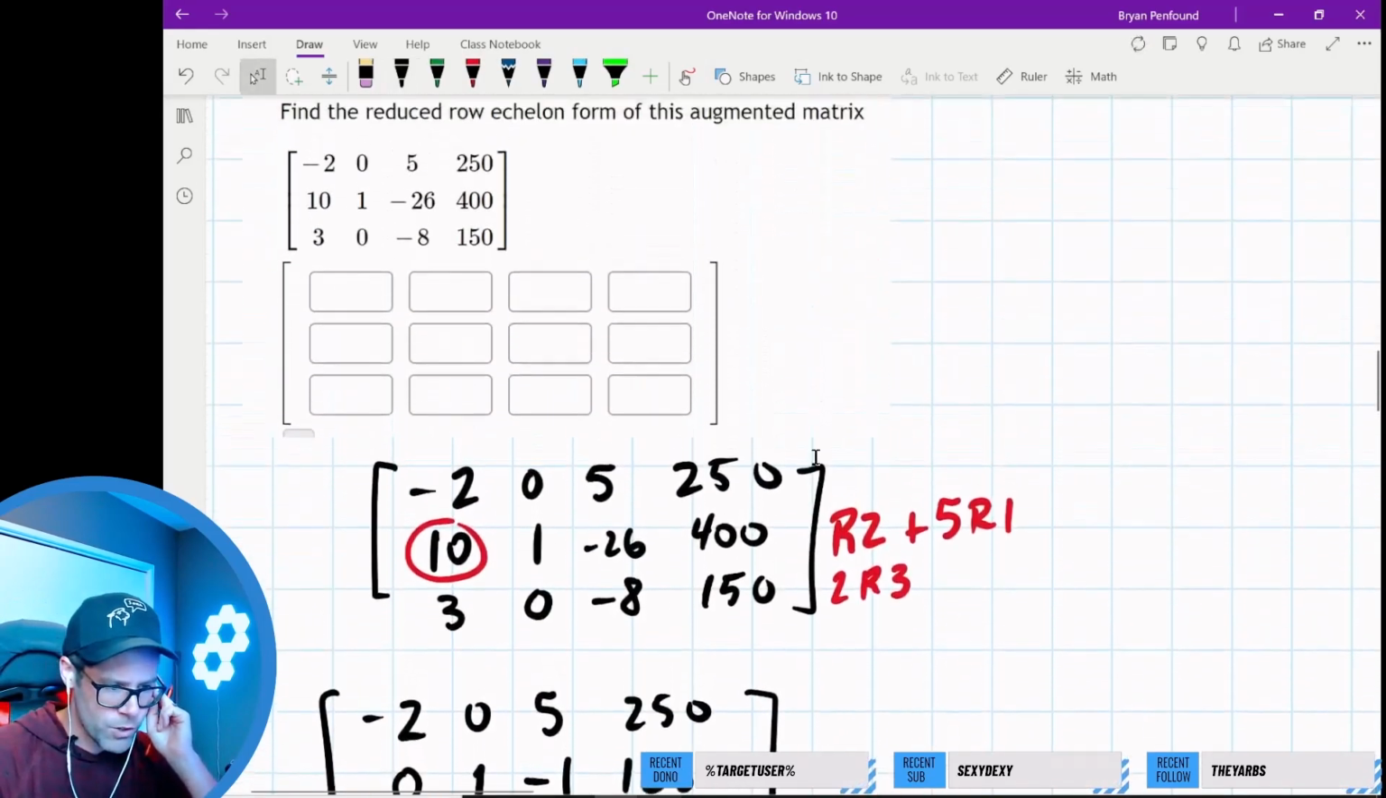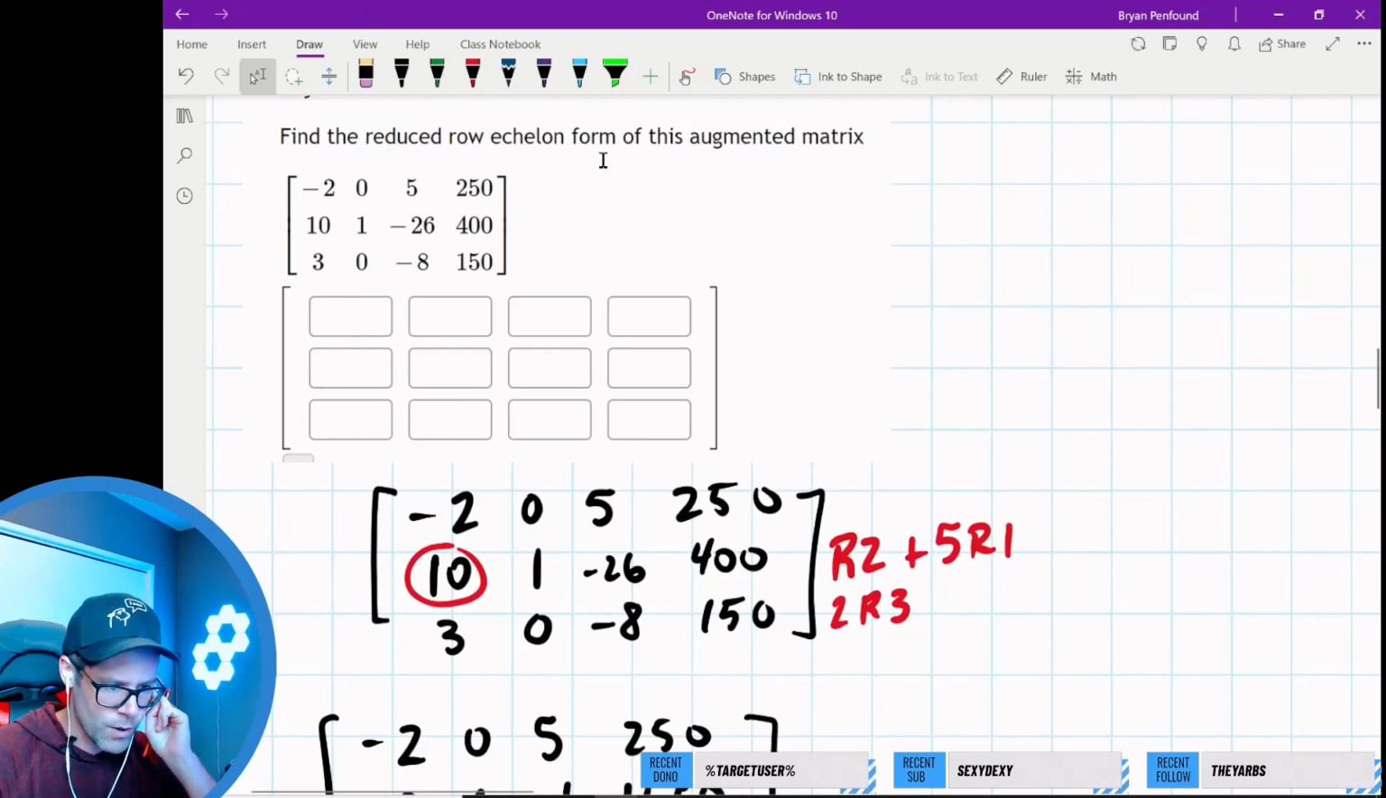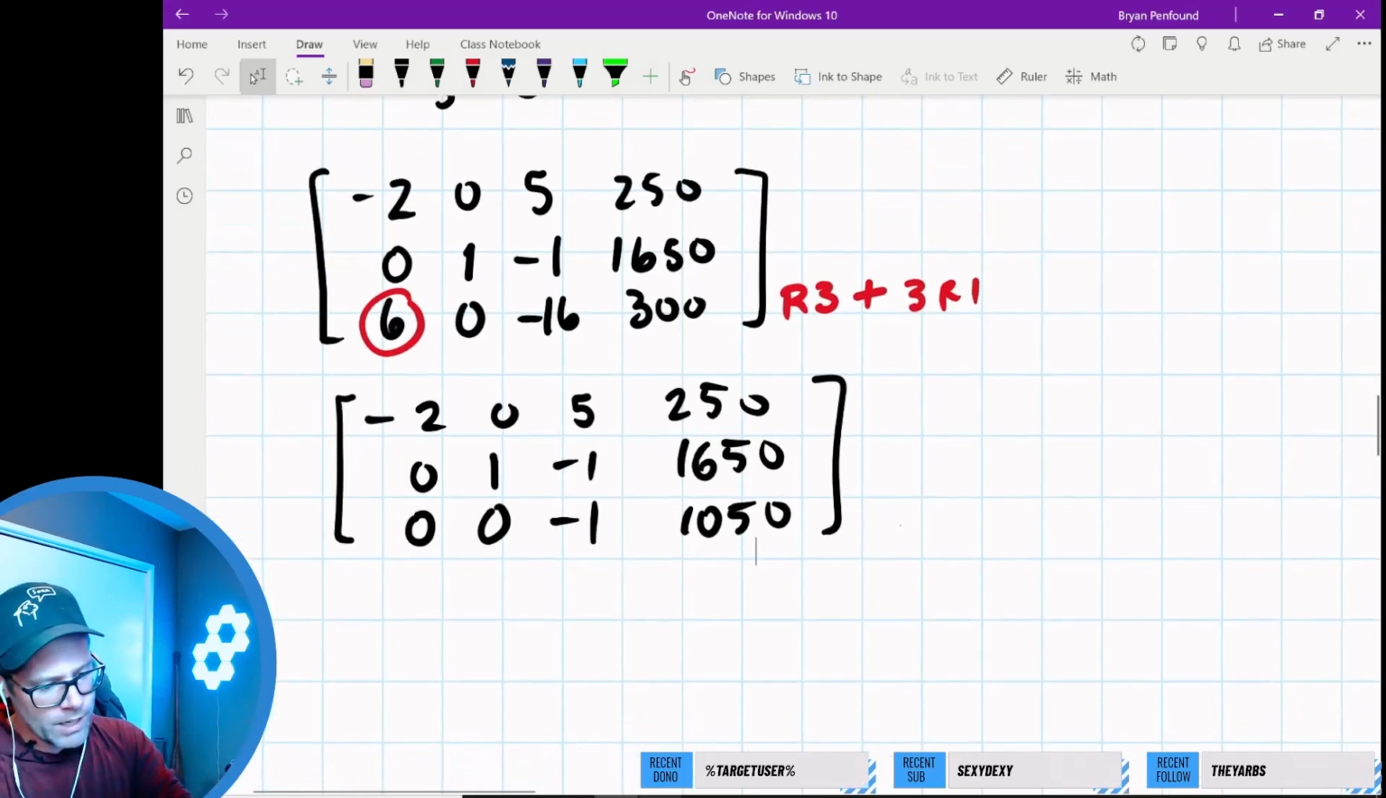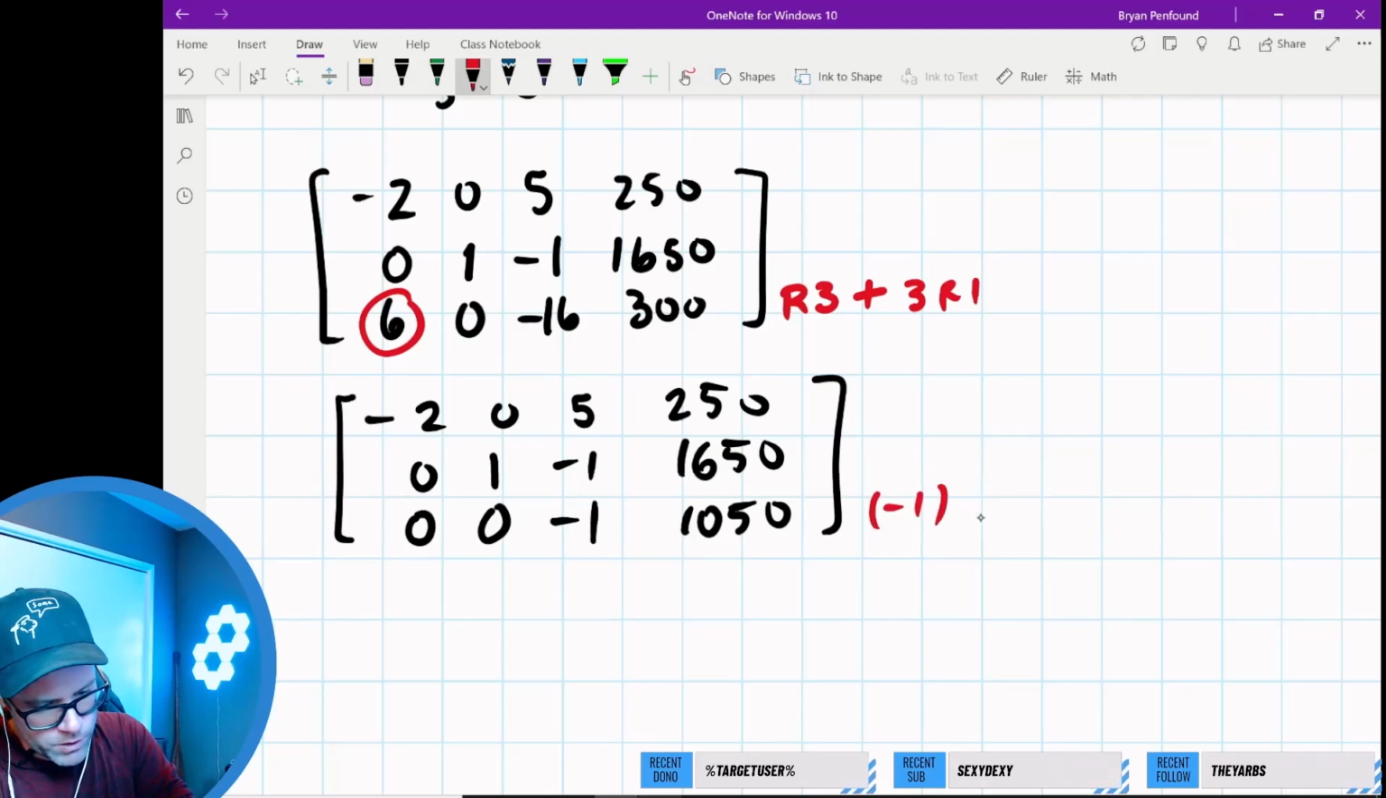Now, do they want reduced row echelon form? They do, reduced row echelon form. So we are going to have to get a final leading one here. So let's multiply by minus 1.